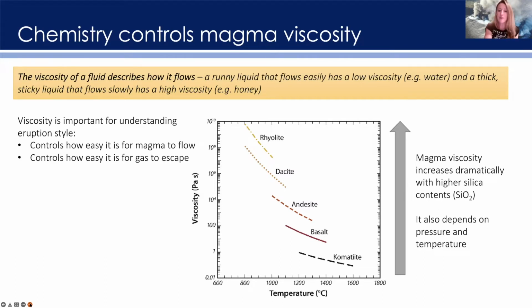And we can see from the plot on the bottom here, if we've got temperature along the bottom and viscosity along the y-axis, that your rhyolites and your dacites are orders of magnitude more viscous than your low viscosity basalts. So a basalt you might associate with somewhere like Hawaii. You've got a lot of lava flows, lava fountains, whereas your rhyolites are going to make your big explosive eruptions.